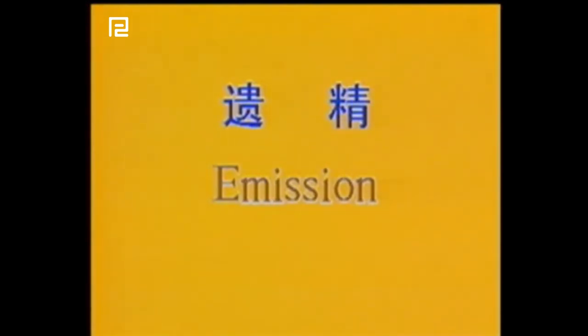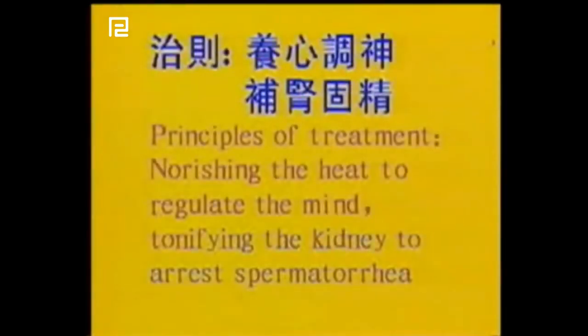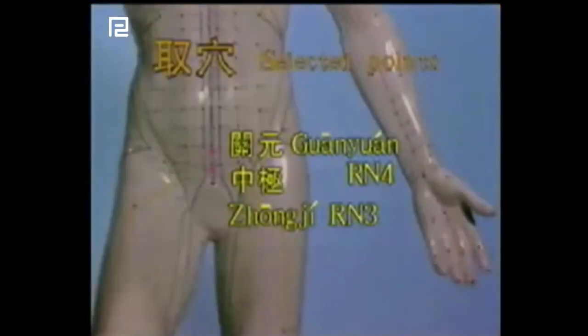Emission. This is involuntary discharge of semen without intercourse, mostly caused by deficiency of kidney qi, which is unable to secure the essence. It is subdivided into nocturnal emission and spermatorrhea. Principles of treatment: nourishing the heart to regulate the mind, tonifying the kidney to arrest spermatorrhea.